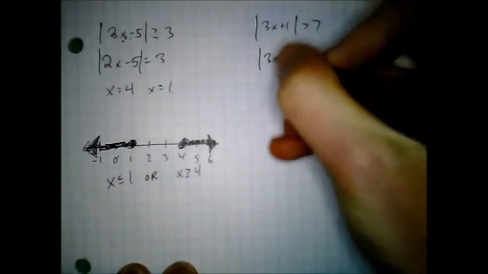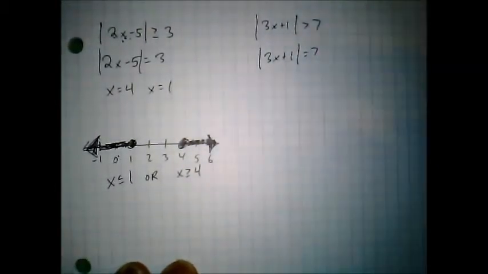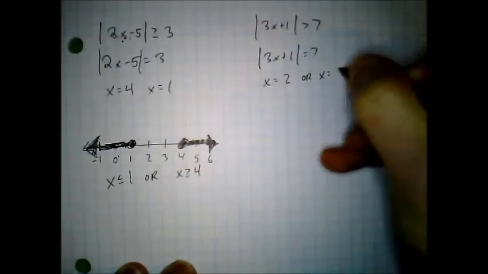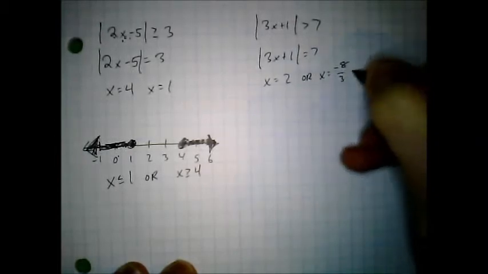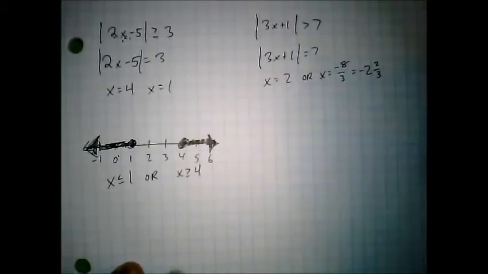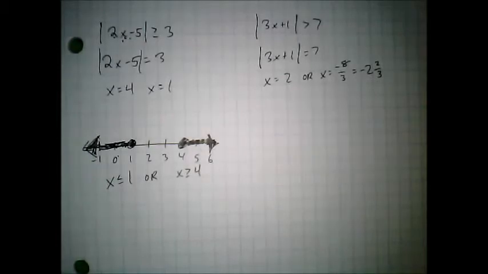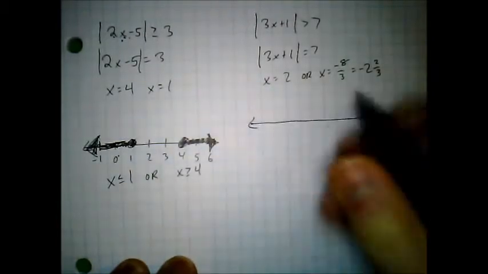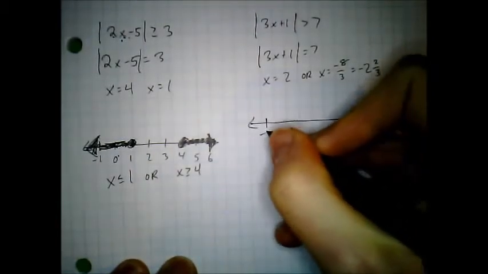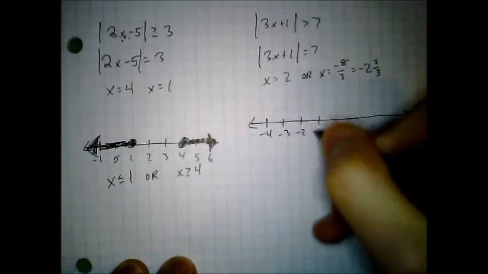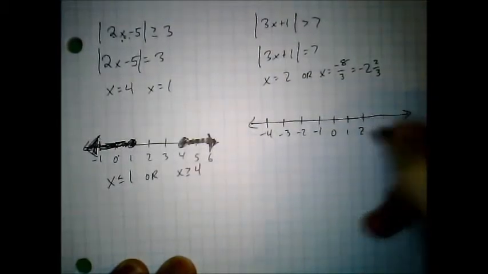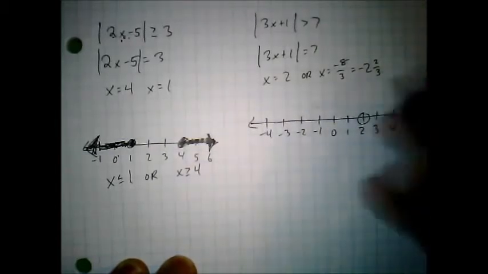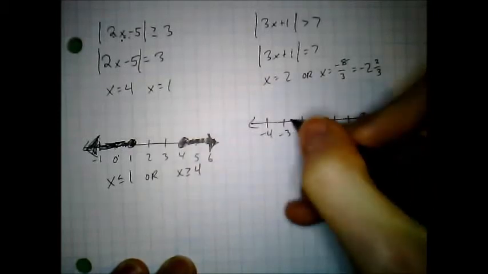Okay, last example. The absolute value of 3x plus 1 has to equal 7. This means x equals 2, or x equals negative 8/3, which is negative 2 2/3. So let's plot these boundary points. Okay, so 2, open circle, negative 2 2/3. Please don't tell me you don't know where that is.